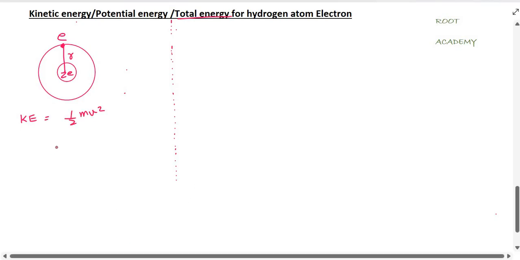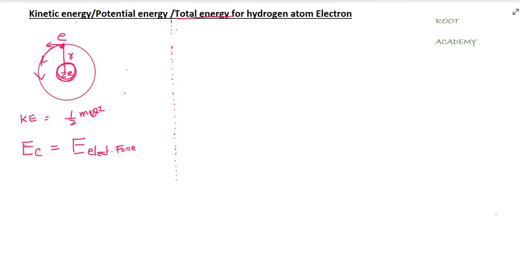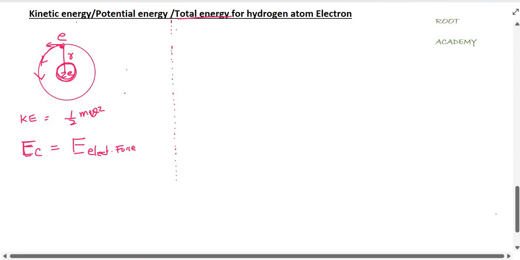There was a scientist, his name was Rutherford, who used one concept cleverly to calculate kinetic energy. He knew that the centripetal force required here to move the electron on a circular path is given by the electrostatic force between this electron and the nucleus. For anything to rotate in a circle we need centripetal force. That centripetal force is coming from the electrostatic attraction force between these two. So centripetal force, we know, is mv square by r, from the knowledge of 11th grade.